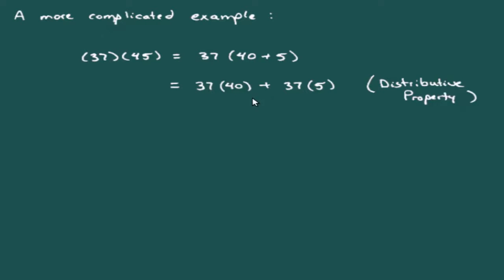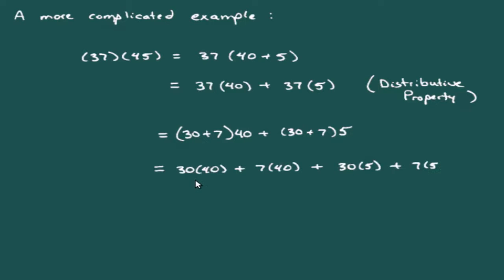Now, the 37 times 40 is, again, something that might be a little big to do in our head, just like the 37 and the 5 in the previous example. And so we can use the distributive property again. We can see that 37 as 30 plus 7. And we can apply the distributive property one more time, here with the 40, and here with the 5. And so we get something that looks like 30 times 40 plus 7 times 40, 30 times 5 plus 7 times 5.